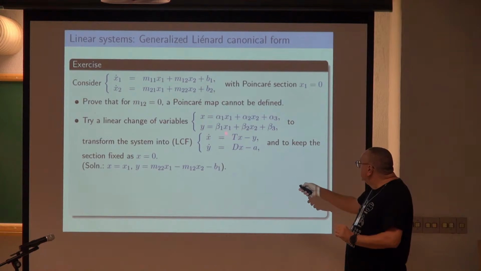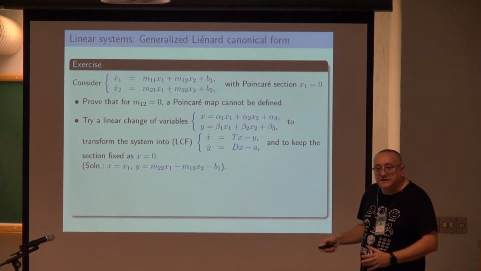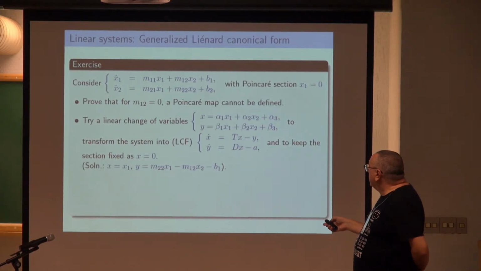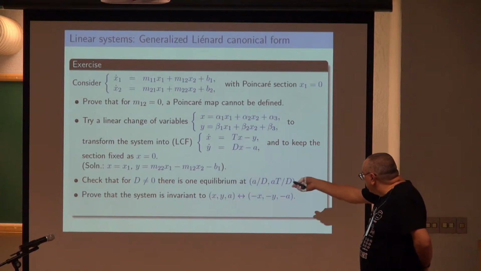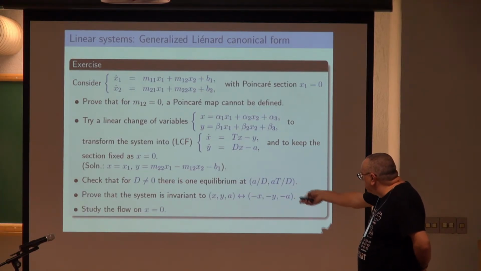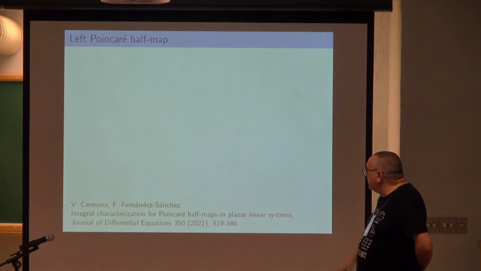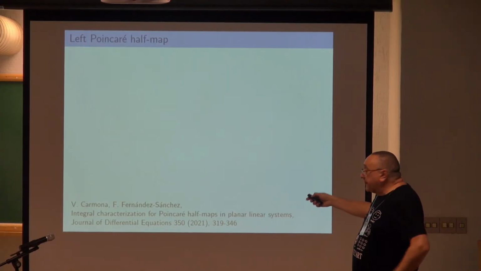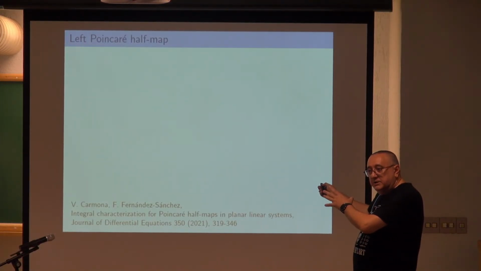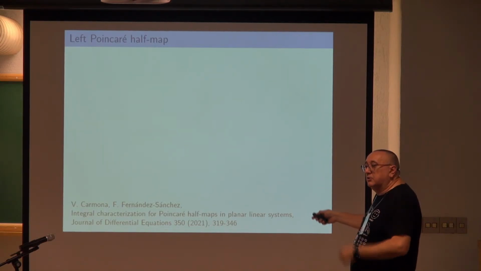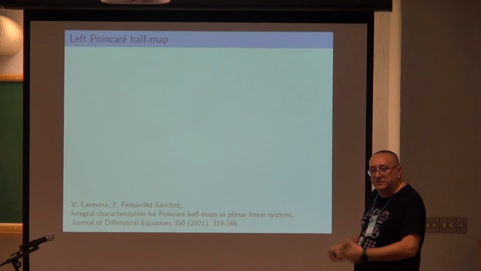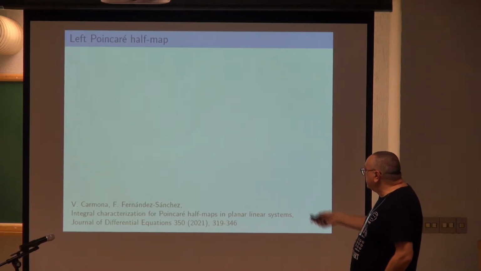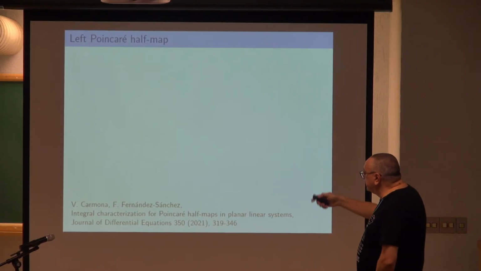The other part, how to obtain beta 1, beta 2, beta 3, is the exercise. Well, you check that there is an equilibrium, prove the invariance, and study the flow from this equal to 0. Okay, as I have told you, I will give you all the exercises, also with the slides, with the definitions I will need for the exercises. And, well, I advance a bit more.